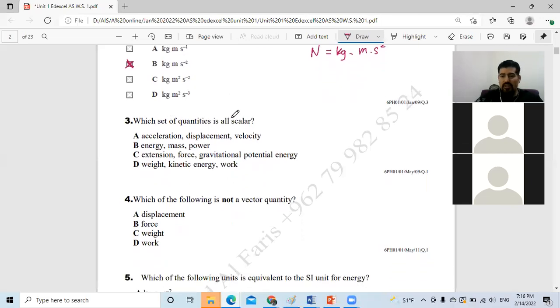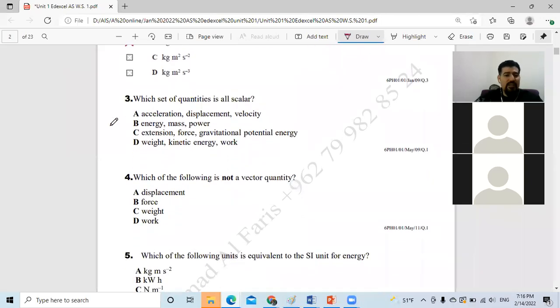Okay. Question number 3, I'll give you a minute to give me the answer on the chat. Which set of quantities are all scalar? Send me the answer on the chat if you please. Thank you. Good. If you please check your answer. One of you gave me a wrong answer. Okay. Good. Excellent.